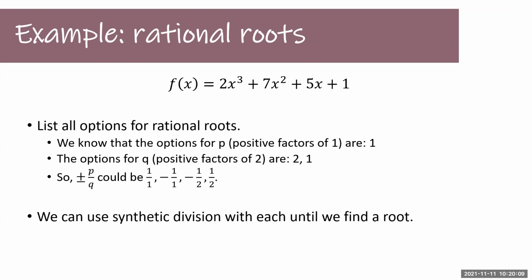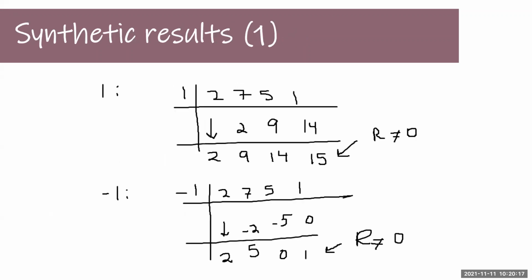If we do the synthetic division and it has a remainder other than 0, then it's not a root. If we have a remainder of 0, then it is a root. So let's look. This is a great place to pause and get some practice with synthetic division. If we use 1, 2, 7, 5, and 1 are our coefficients, and we do synthetic division, we see that our remainder is 15. That's not 0. If we do the same thing but with negative 1, we get a remainder of 1. Again, not 0. I highly encourage you to pause this and make sure you get some practice with synthetic division here.